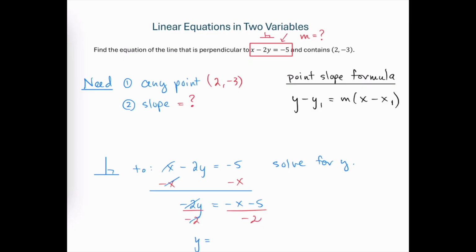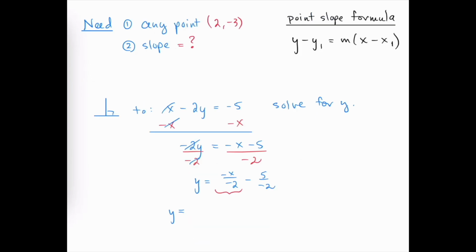So we'll have y is equal to, on the right-hand side, we can't cancel over subtraction, but what we can do is split this numerator, each of them given its own denominator of negative 2. This term then becomes positive x over 2, or we can write that as 1/2 x, so that we can more clearly see the slope. And here we have minus negative 5/2, which is plus 5/2.